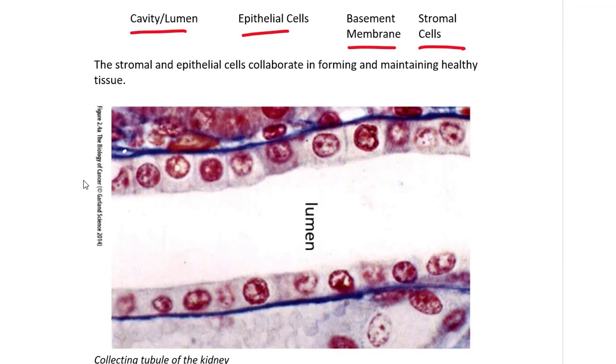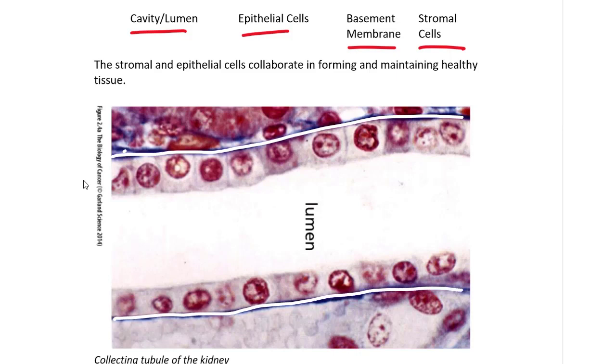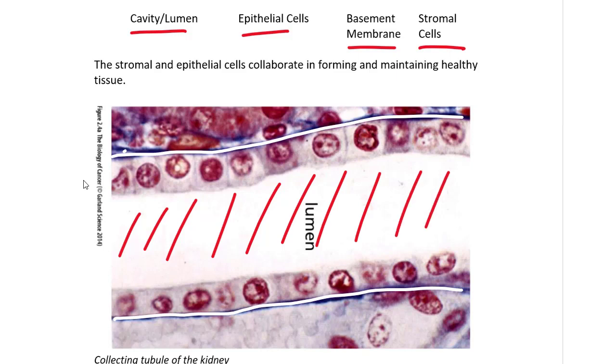Okay, so here you can see the basement membrane right here. And this is a collecting tubule of a kidney. And here is the basement membrane right here. Of course, this is the lumen, the cavity, right? And here are my epithelial cells, right? Here's one right here. Here's one right here. Here's one right here. Here's another one. And then on we go, right?